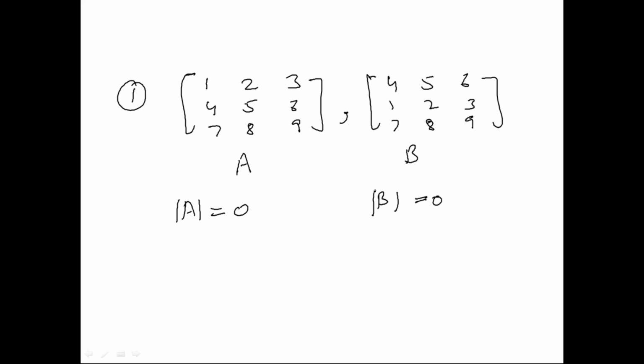If two rows or two columns of a determinant are interchanged, the value of determinant gets multiplied by -1.